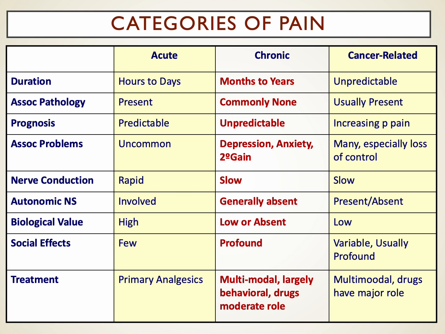Nerve conduction typically in acute pain is rapid, slower in chronic pain and cancer-related pain as things adapt over time to that pain. And as related to that, early on in pain syndromes, we see elevated heart rate and blood pressure and respiratory rate, which you don't see in chronic or later stages of cancer-related pains. There's a biological high value, of course, for acute pain because that gets people to say, hey, something's wrong, I need to get assessed. But in chronic or cancer-related pain, that biologic value is lower. There are profound social effects with chronic and often with cancer-related pain.